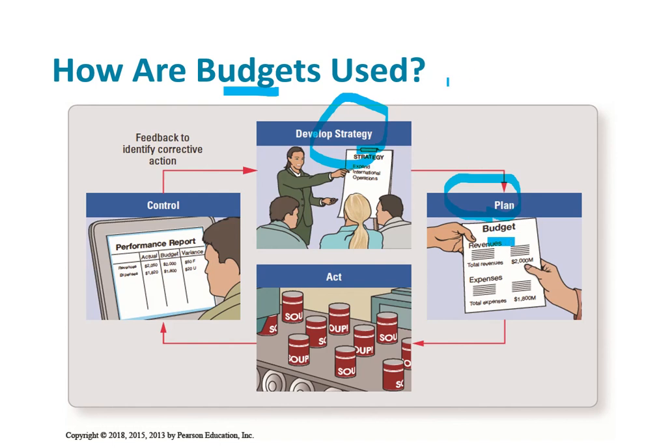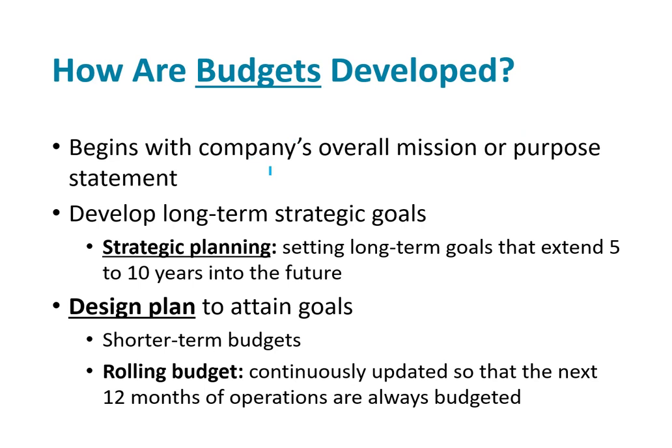So, as we talked about before, managers plan, control, and so the next stage is here that they act on the budget, okay? And then the budgets are used to control through what's called performance reports, which we'll look at in the next chapter. And then, of course, you give feedback and you compare what did you plan against what actually happened. And then you can make adjustments and you start all over again with a new strategy and a new budget.